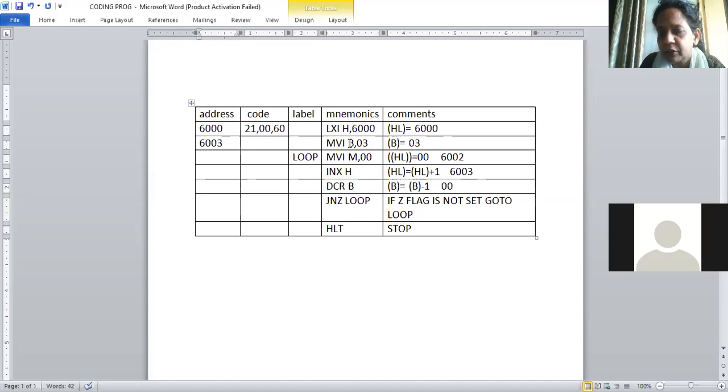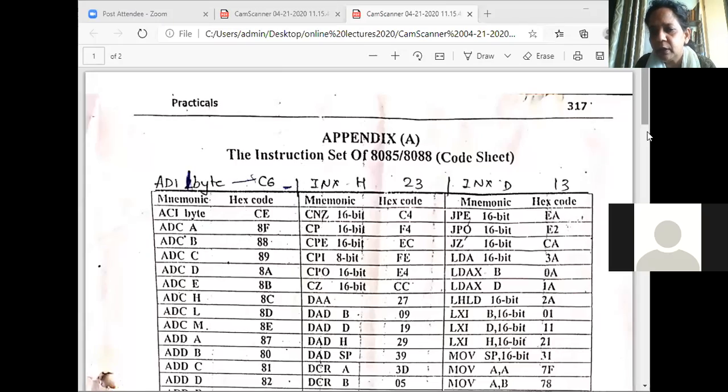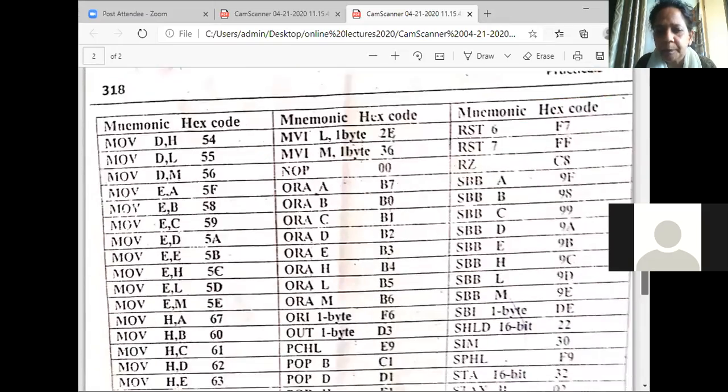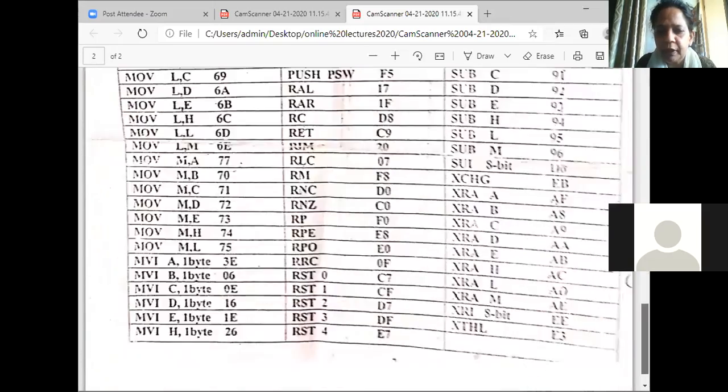If you see the next instruction, MVI B 03. Can anybody tell me what is the code for MVI B? Or should I show the opcode sheet? See, these are written in alphabetical order. So see where MVI is here. MVI B, and then you need 1 byte. So the MVI B code is 06 and you need 1 byte more. So this is a 2 byte instruction.